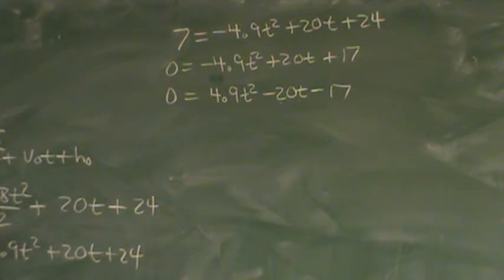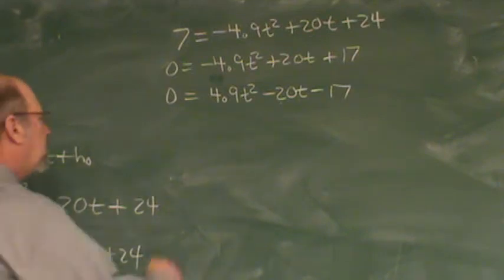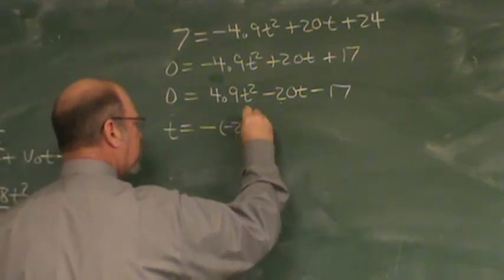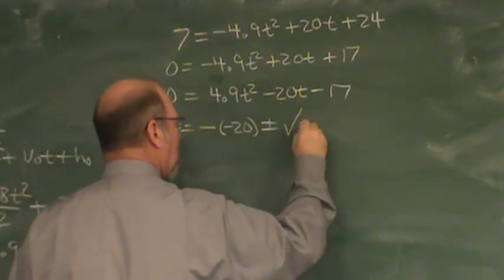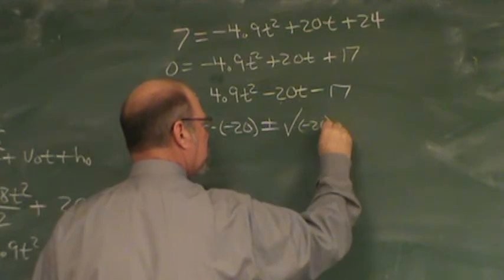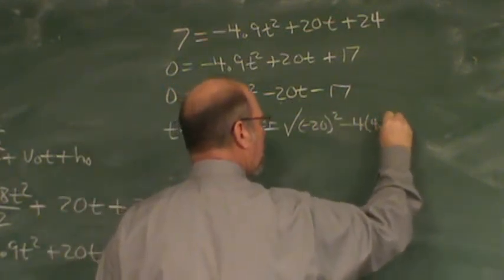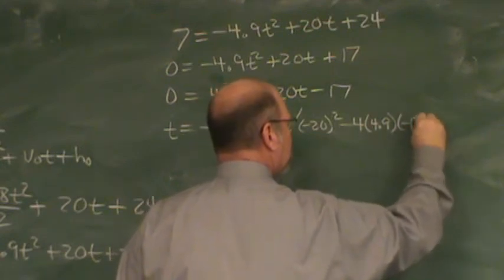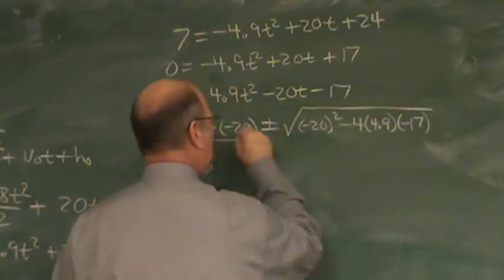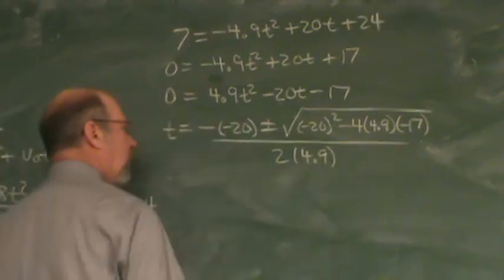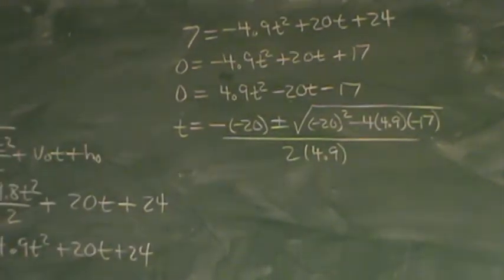Now, we're ready for the quadratic formula. Now we can say that t is equal to negative of negative 20 plus and minus the square root of negative 20 squared minus 4 times 4.9 times negative 17, over 2 times 4.9. All you did was multiply by negative 1, right? Yes.